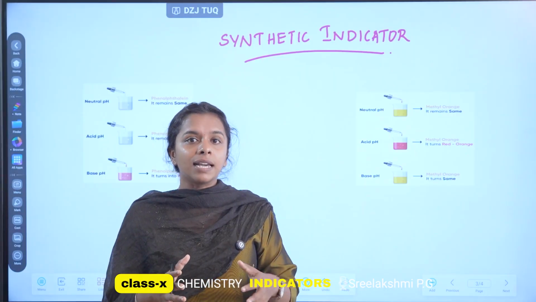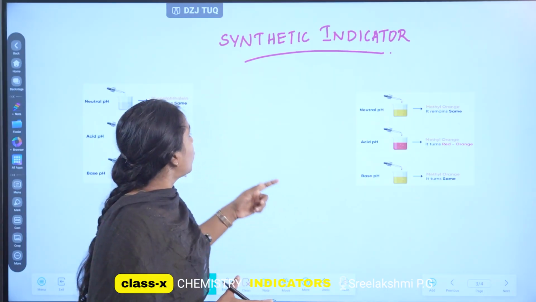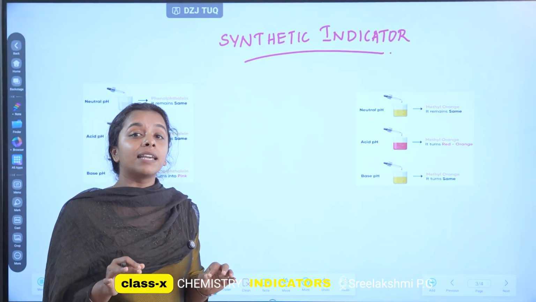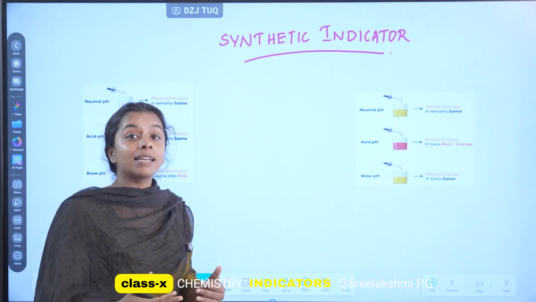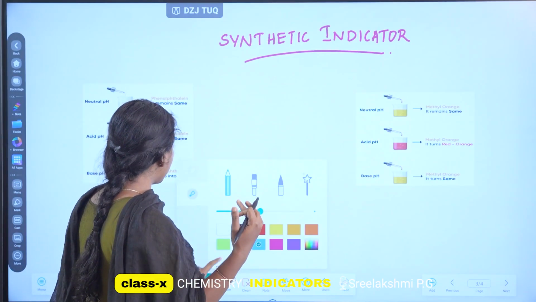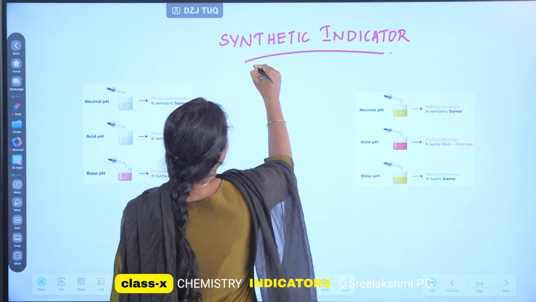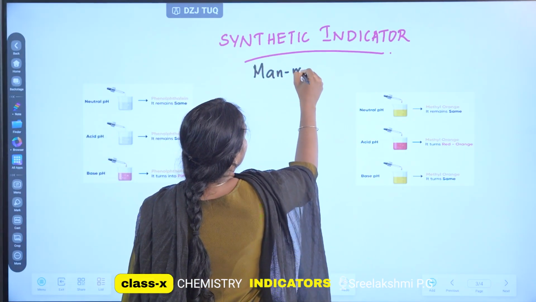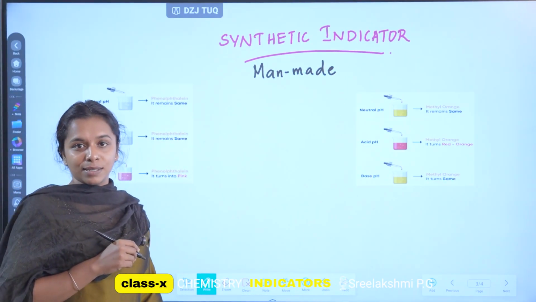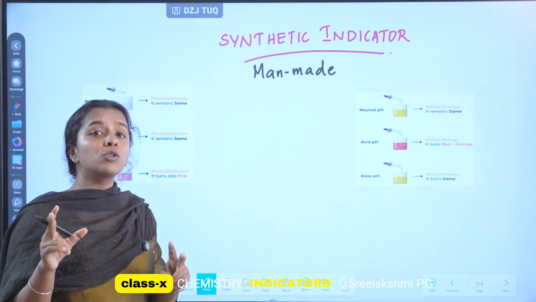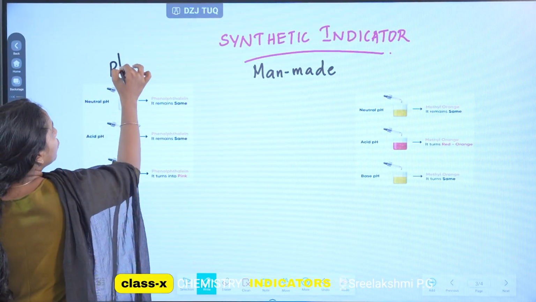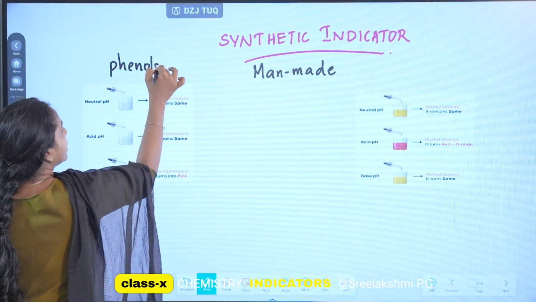Natural indicators are derived from nature. Then what is a synthetic indicator? Yes, you are correct. Synthetic indicators are indicators synthesized in the laboratory, or man-made indicators. Man-made indicators are called synthetic indicators. In your syllabus you have two types of synthetic indicators. One is phenolphthalein.